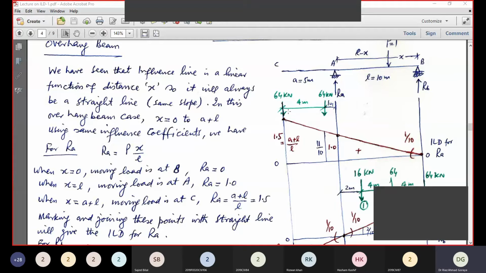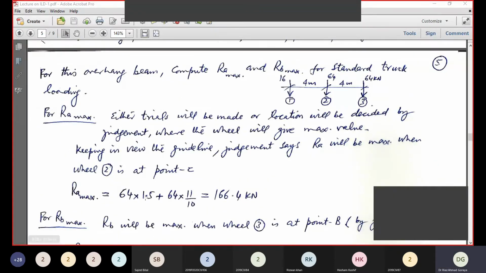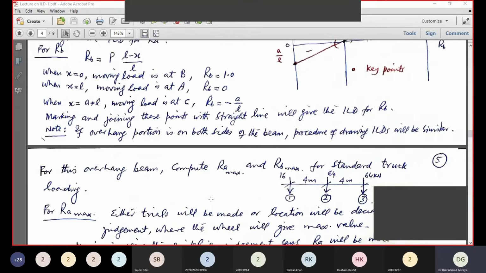So RA will be maximum when wheel 2 will be at C, where the ordinate is the maximum, that is 1.5. This ordinate is 4, which is fixed. And because this distance is 5, this will be 1, because the total is 5. So 10 plus 1, this ordinate will be 11 by 10. So 64 into 1.5 plus 64 into 11 by 10. This will give us 166.4.